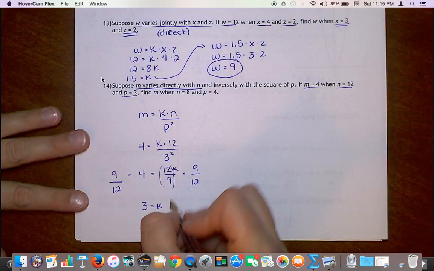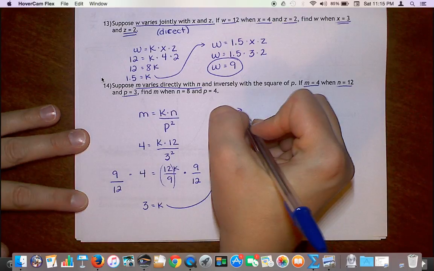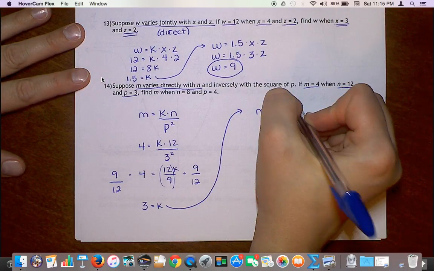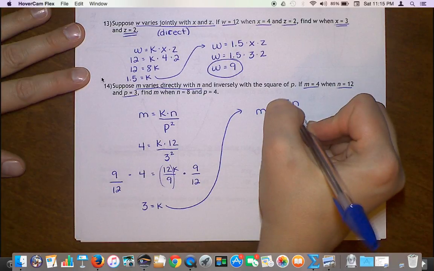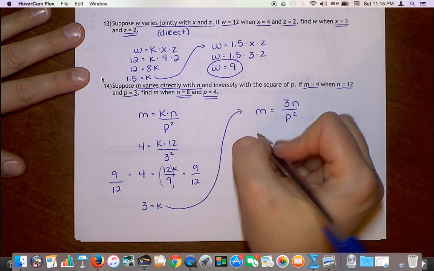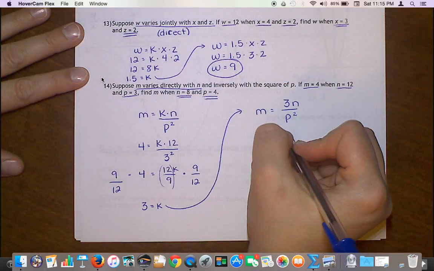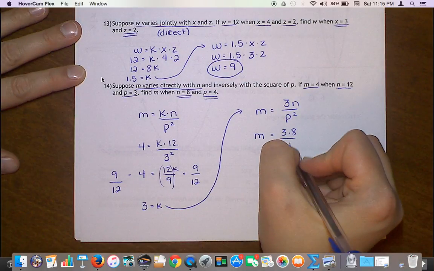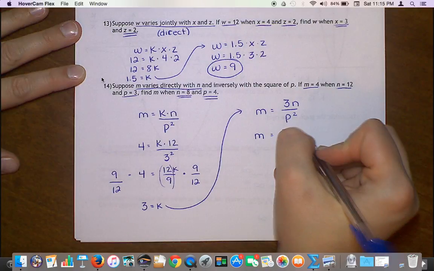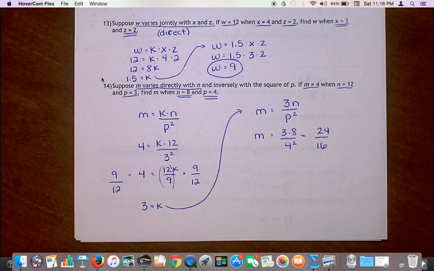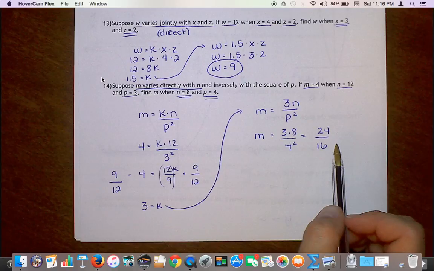And then once you know your k value, just like before, I'm going to say now I know that m equals 3 times n over p squared. And now I can plug in my n equals 8 and my p equals 4. So m equals 3 times 8 over 4 squared. That's 24 over 16, which, I believe, is 3 over 2, which is 1.5.